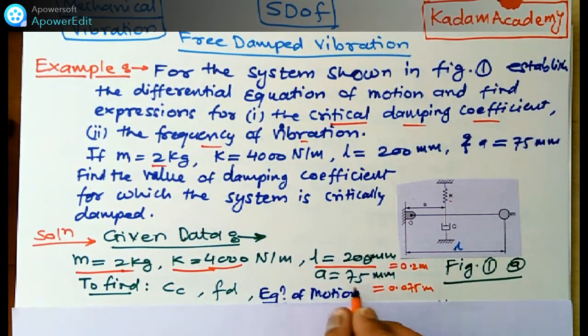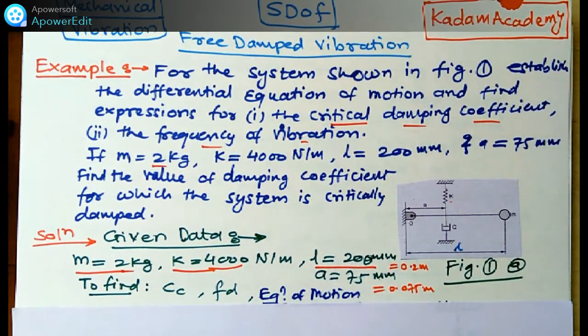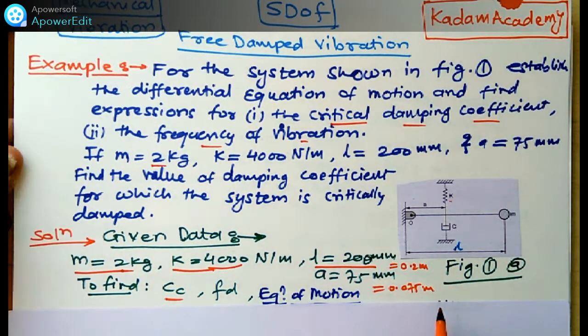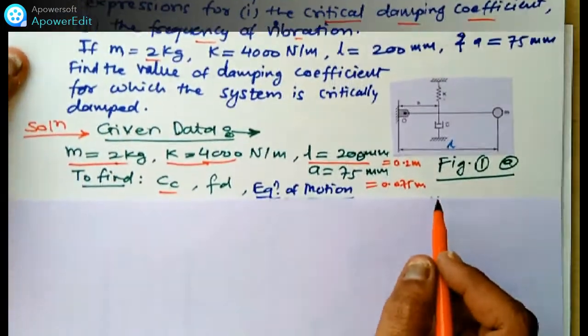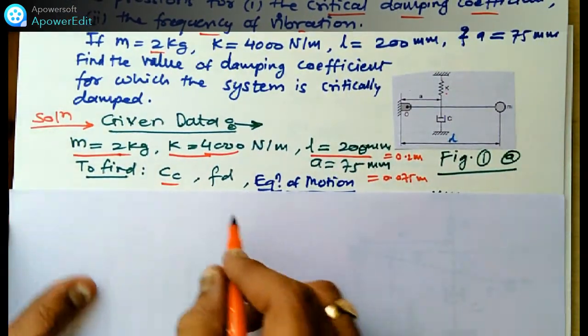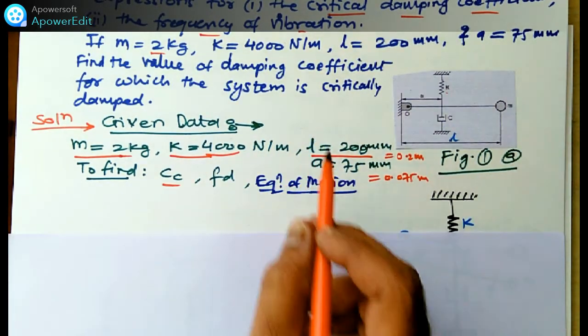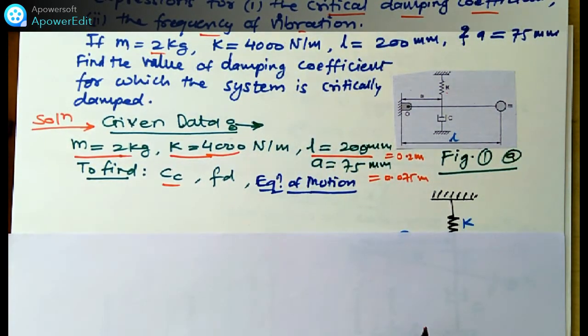0.75 meter. 75 is the distance A given to you. So we have to find the value of Cc, the critical damping coefficient, and the damped frequency fd. We have to find the value of the damped frequency in this case.